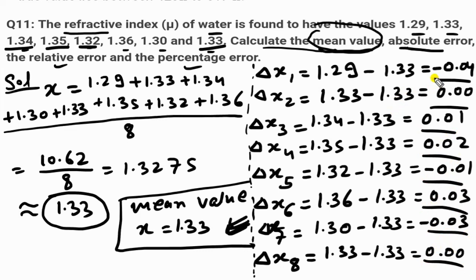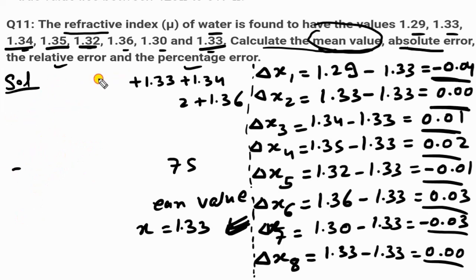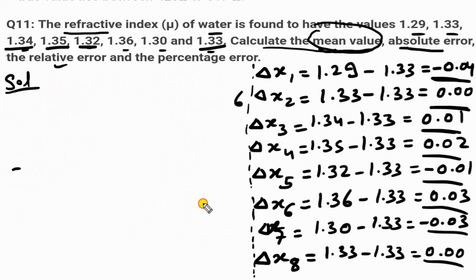First absolute error minus 0.04, second absolute error 0.00, third absolute error 0.01, fourth absolute error, fifth absolute error, sixth, seventh and eighth. Clear? Remember, our mean value is 1.33, because I am going to erase this part to solve the remaining part of this problem.